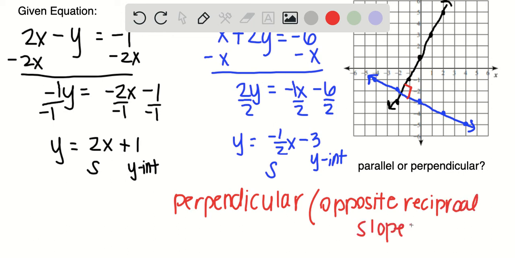That just means the slope over here is technically considered to be 2 over 1. The slope over here, or the second one, is negative 1 over 2. Opposites meaning one is positive, one is negative, and reciprocals meaning the numerator and denominators have essentially flip-flopped, or the top number and the bottom number in the fraction. So that's another way that you can tell that these two lines are perpendicular.